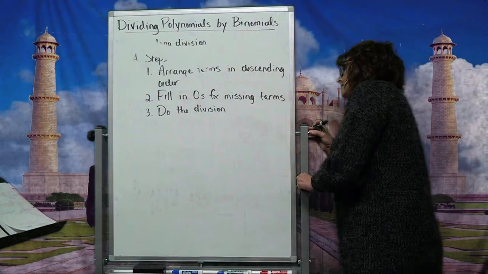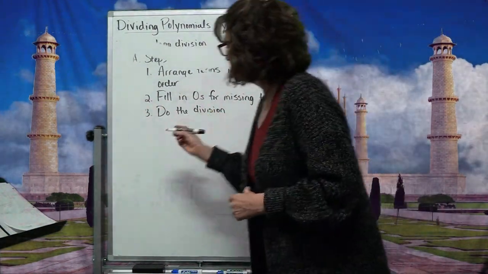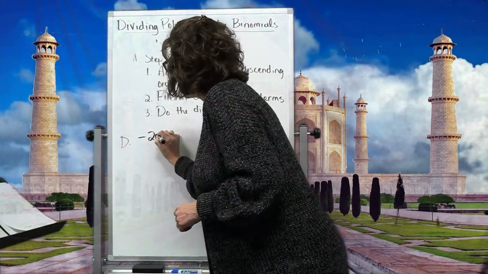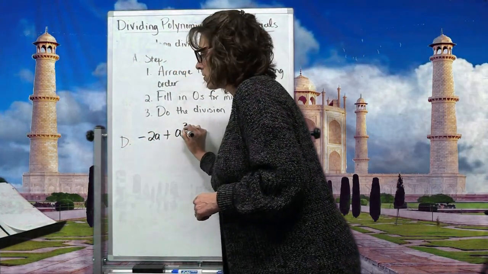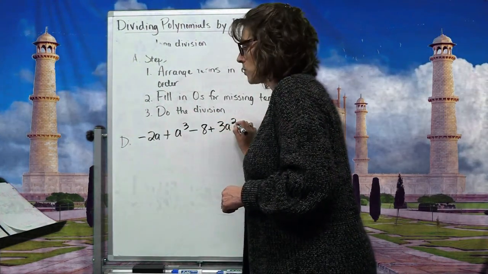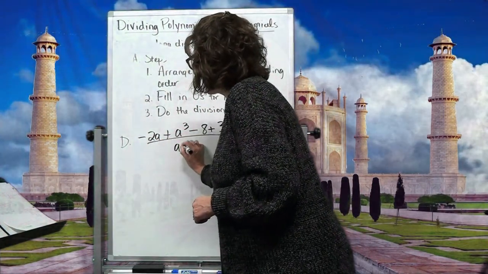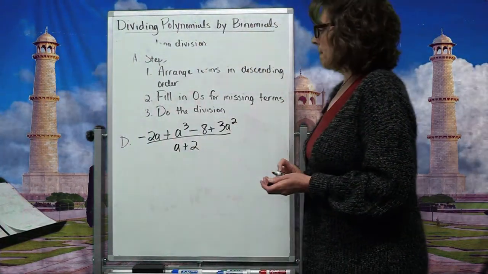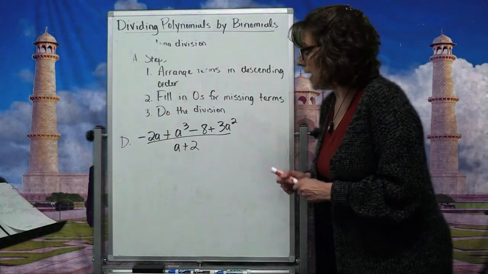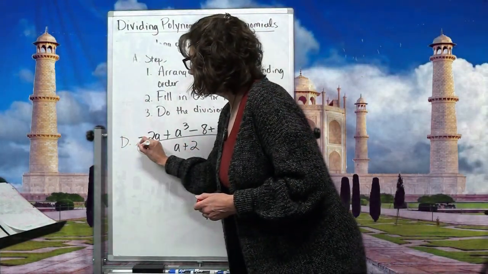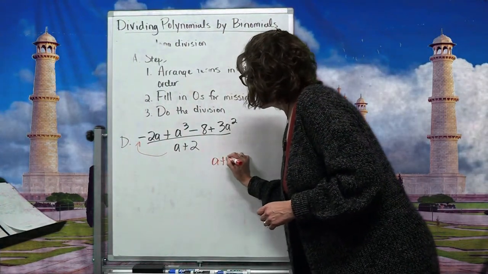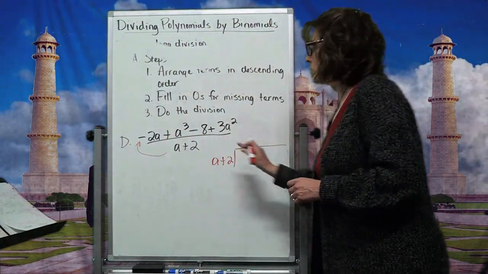And I'm on example D. And we have negative 2a plus a to the third minus 8 plus 3a squared all over a plus 2. So yet again, what I'm going to do is divide up. That means I'm going to take my a plus 2 and divide it into all of this.